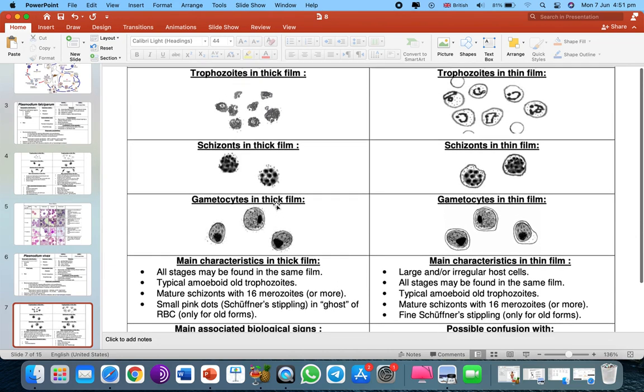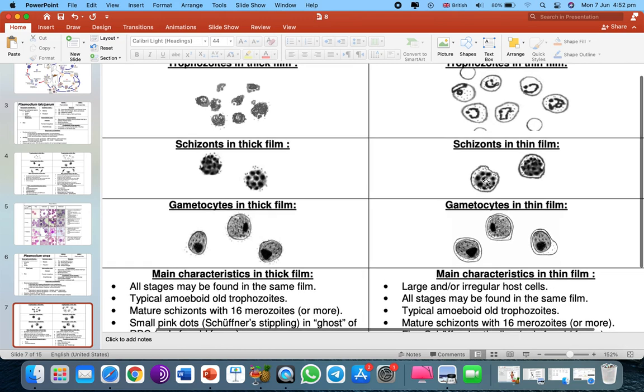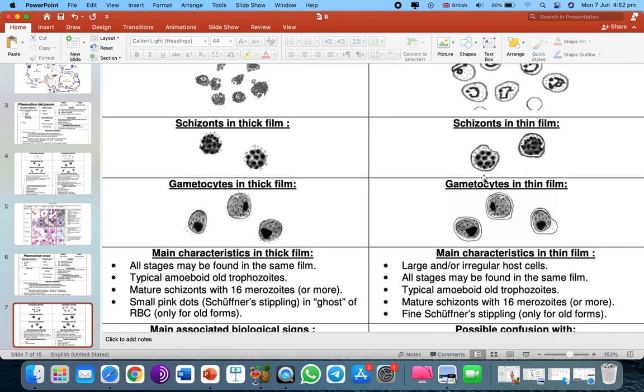As you can see here, these are the trophozoites in the thick and in the thin film. The trophozoite will be in large or irregular host cells. This is the first. And all stages may be found in the same film. So for example, in the previous one, you could see sometimes only one stage in the thin film. But here you can see all the stages in one blood film. Typically amoeboid trophozoites, okay, you can see it looks like an amoeba. And the mature schizont usually has 16 merozoites. What are the merozoites? Merozoites are inside the schizont. 1, 2, 3, these are called merozoites. Okay, or more sometimes.